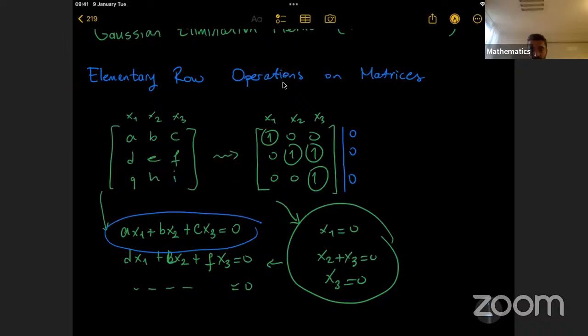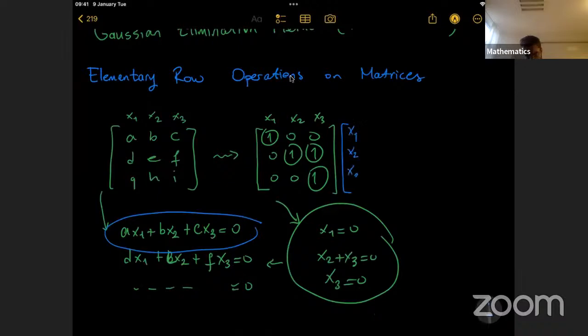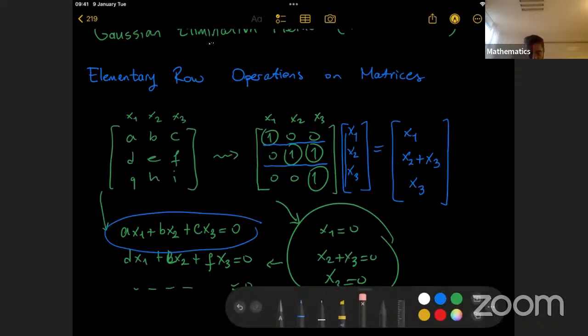Well, there's one question, maybe let me write here, this is like x1, x2, x3. When you multiply this, you get the first row, first column, so it's going to be x1, the second row, the first column, it's going to be x2 plus x3. And the last one is x3. So you get something like that. Is it all clear? Great. Okay, that's the purpose, but let's see how we can get into that form.